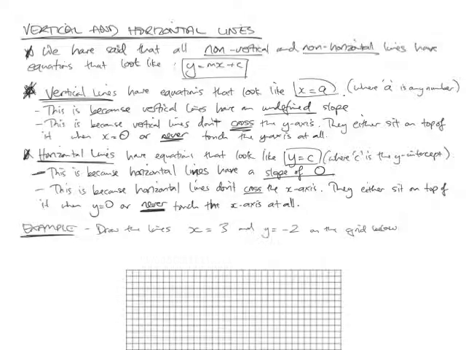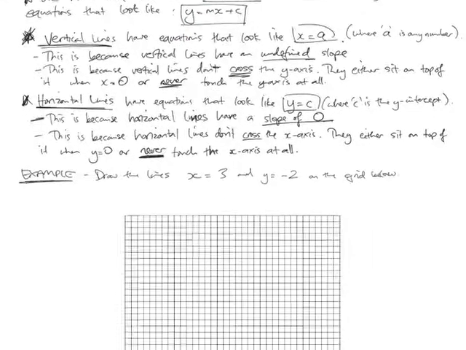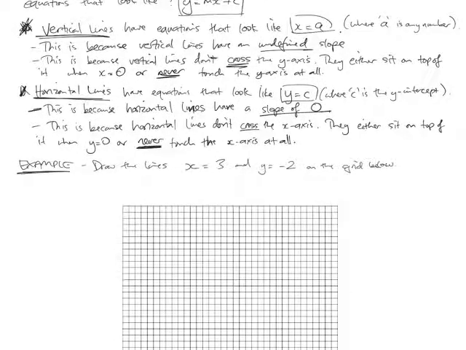Vertical and horizontal lines, this one's about. So we've said that all non-vertical and non-horizontal lines have equations that look like this: y is equal to mx plus c, where m is the slope of the line and c is the y-intercept. Now, vertical lines will have an equation that looks like this: x is equal to a, where a is any number. That's because vertical lines have an undefined, infinite slope, it just goes straight up.